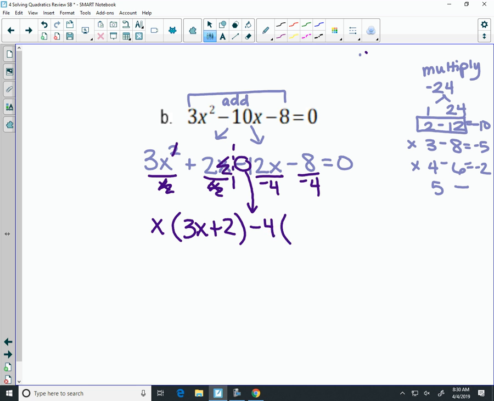And that's helpful. So negative 12x divided by negative 4. Negative divided by negative is going to be a positive. 12 divided by 4 is 3x. Negative 8 divided by negative 4 is positive 2. And now here are my factors.